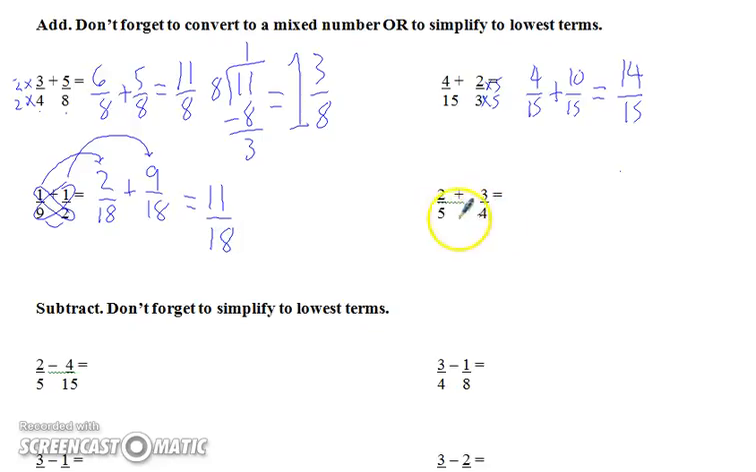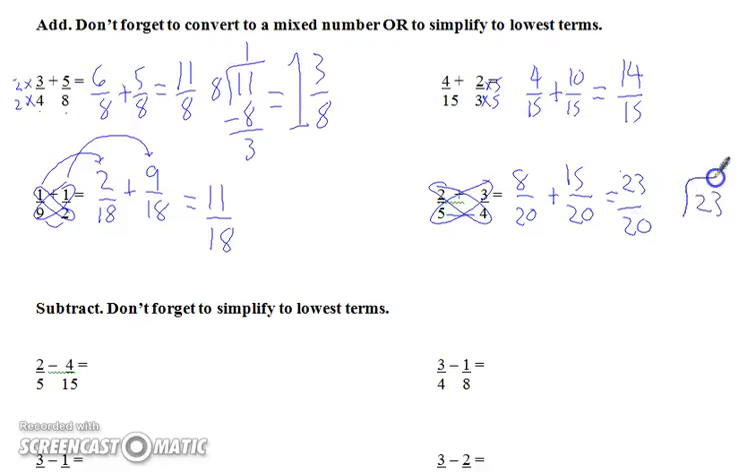2/5 and 3/4. 4 times something does not equal 5, so I'm going to do the cross multiply again. 5 times 4 equals 20. So I'm changing them both to 20ths. 2 times 4 is 8. 5 times 3 is 15. If I add them together, I get 23 20ths. That's an improper fraction, so I'm going to divide. It goes 1 time with the remainder of 3. So this one would just equal 1 and 3/20.